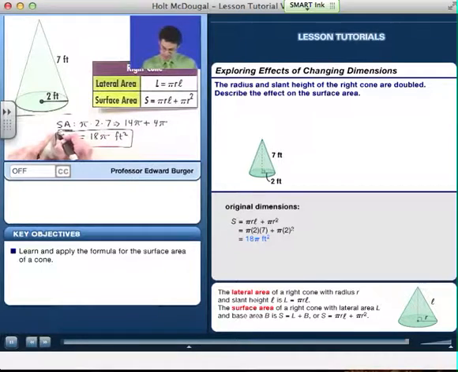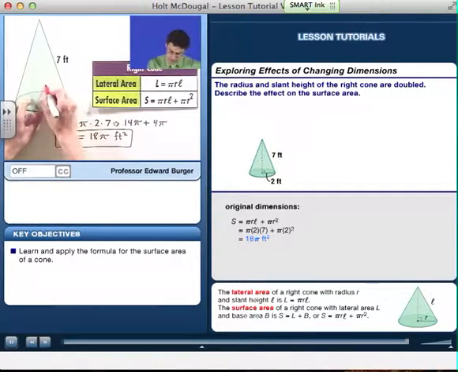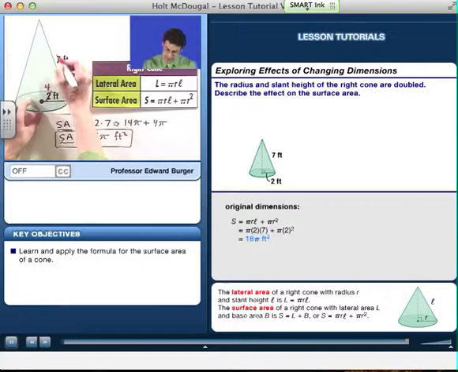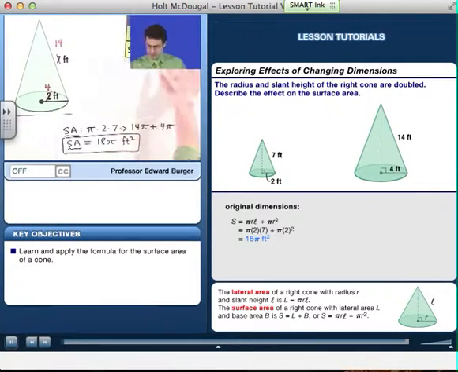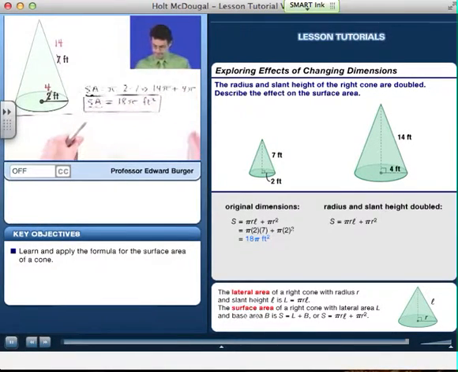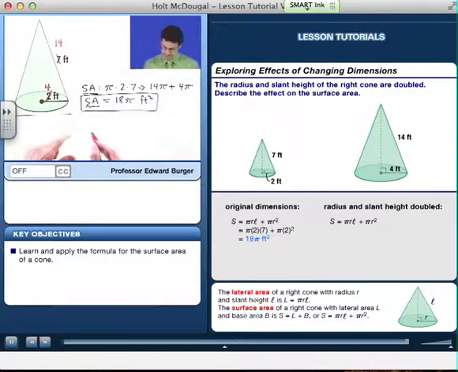Okay, now I want to compare that to what we're going to get when we actually double these lengths. So now let's double the lengths. Let's change 2 to 4. Let's change 7 to 14. And compute the surface area now and see how that affects this answer. Okay, so when we compute the surface area now, what do we see?